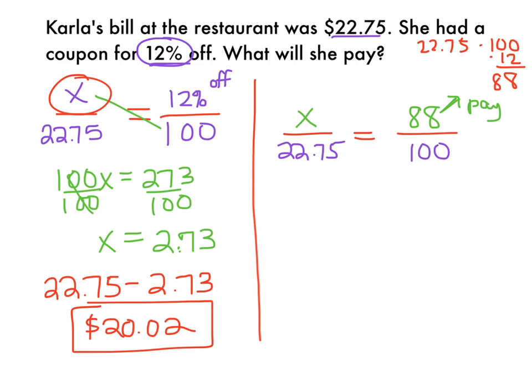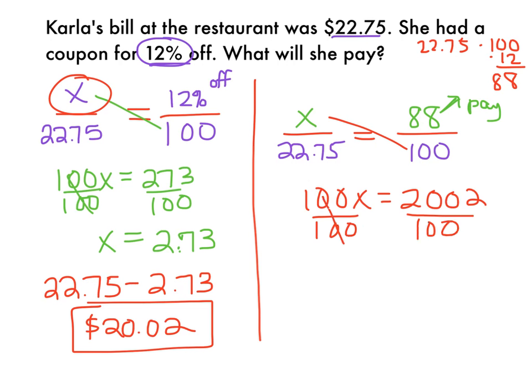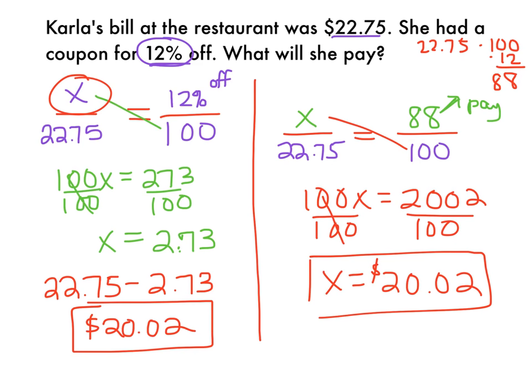So if you like setting it up this way, then I'll do 100 times X equals, and then I'll do $22.75 times 88, which is 2002. And then I'm going to divide by 100. And I end up with 20.02. Now this time, that's not my discount. That's my final bill that she's paying. And the reason that is because I used the 88%. That's the part she's paying. So that's the part of the bill she's paying, 20.02. Now you could also solve this with an equation. So you can choose. I've showed you kind of a lot of ways to do these.